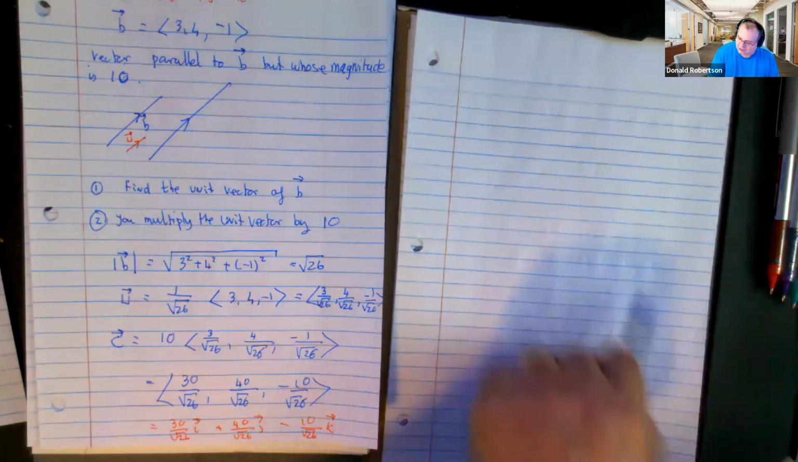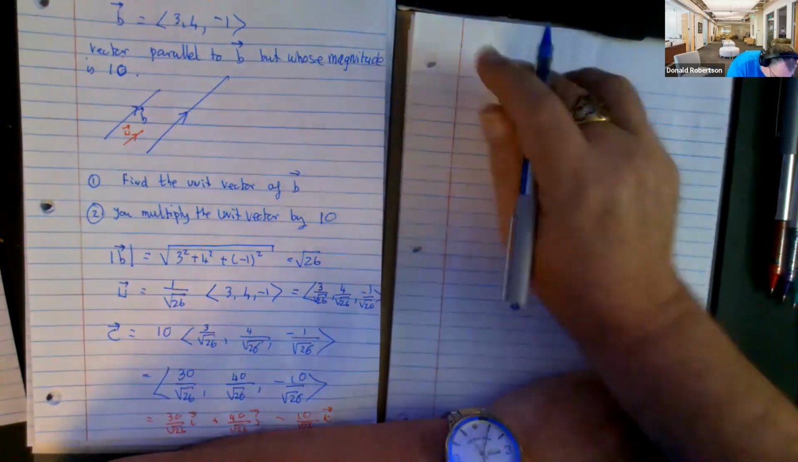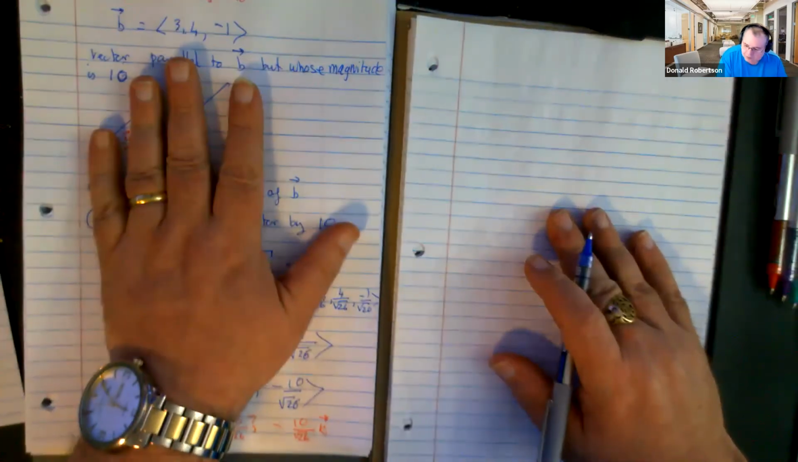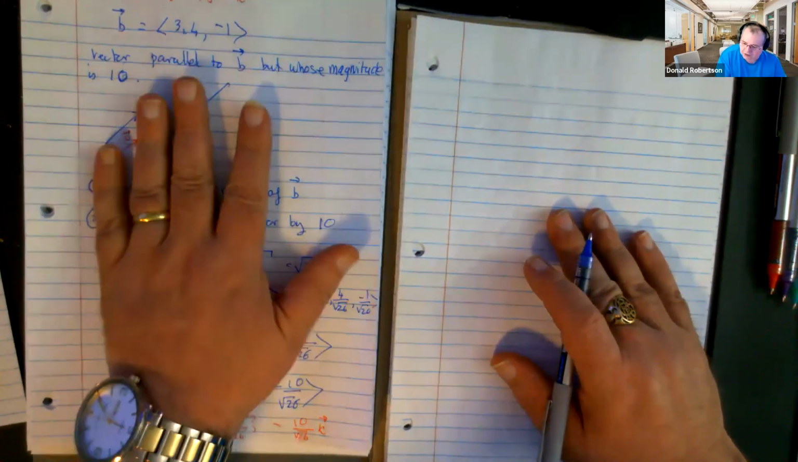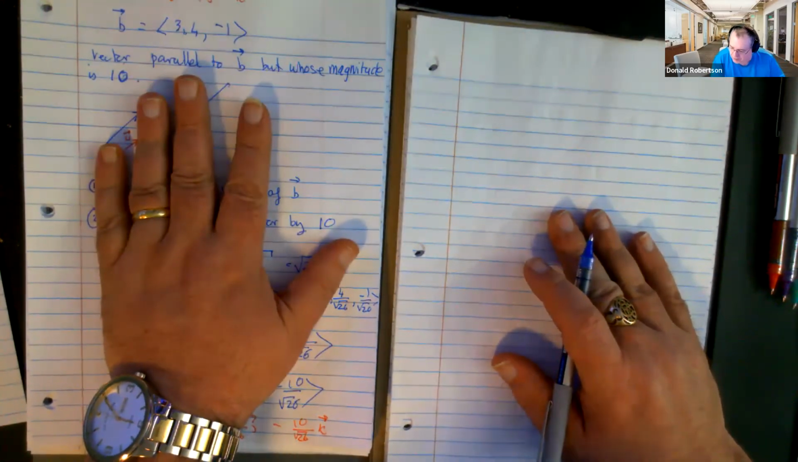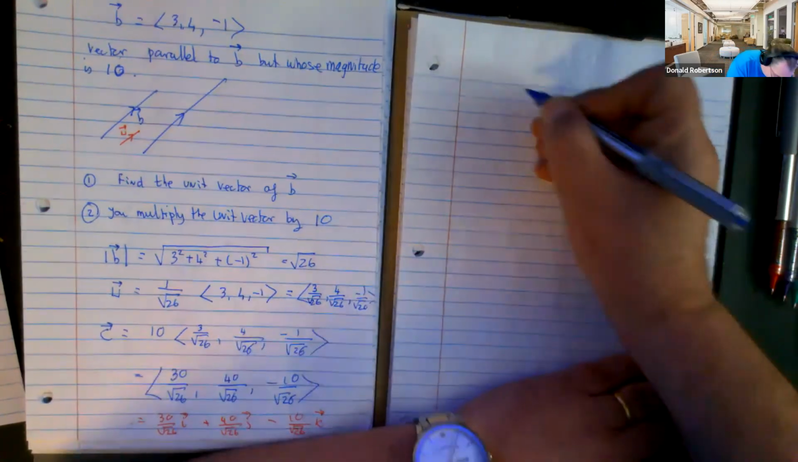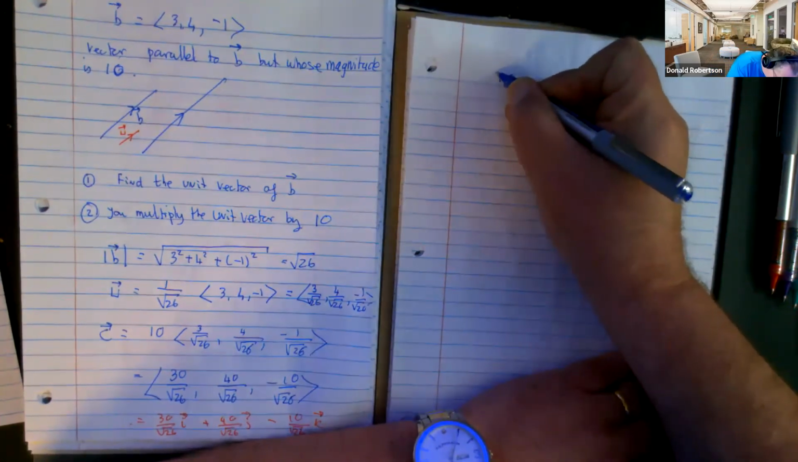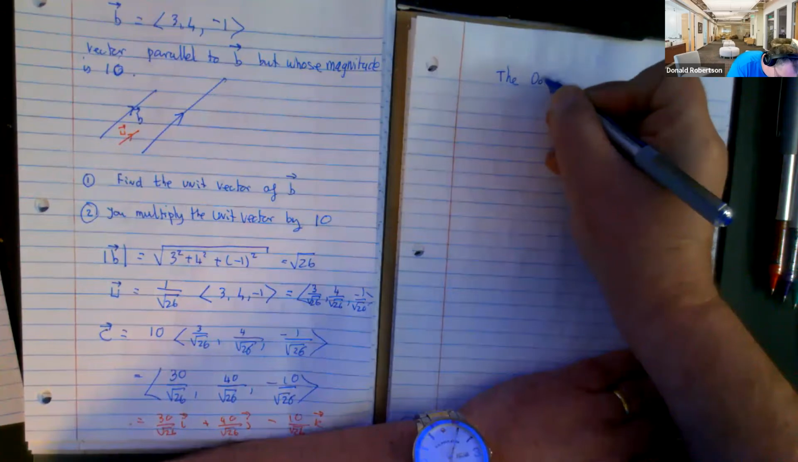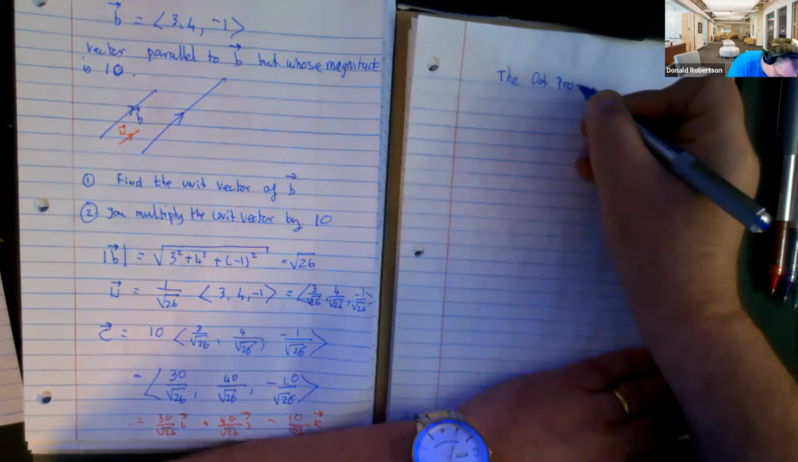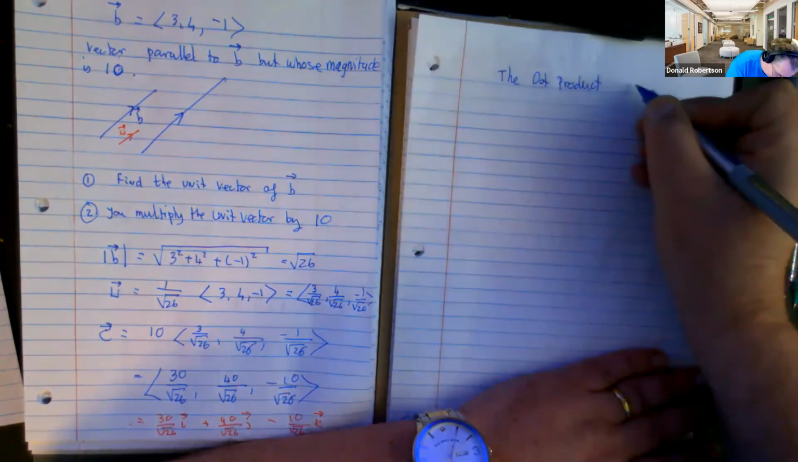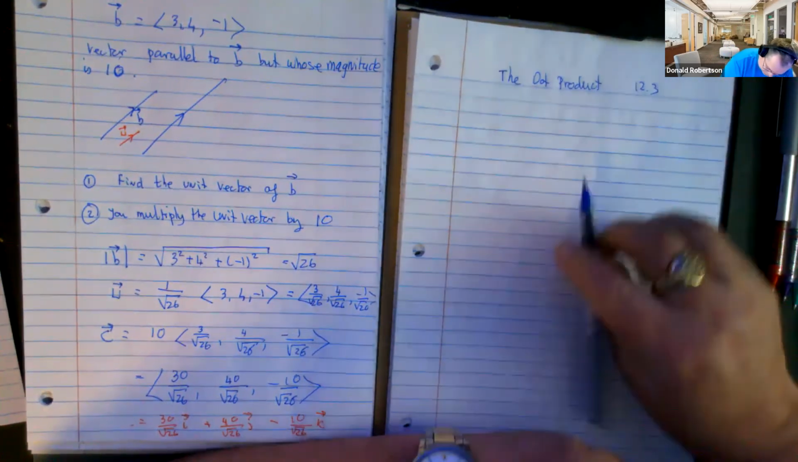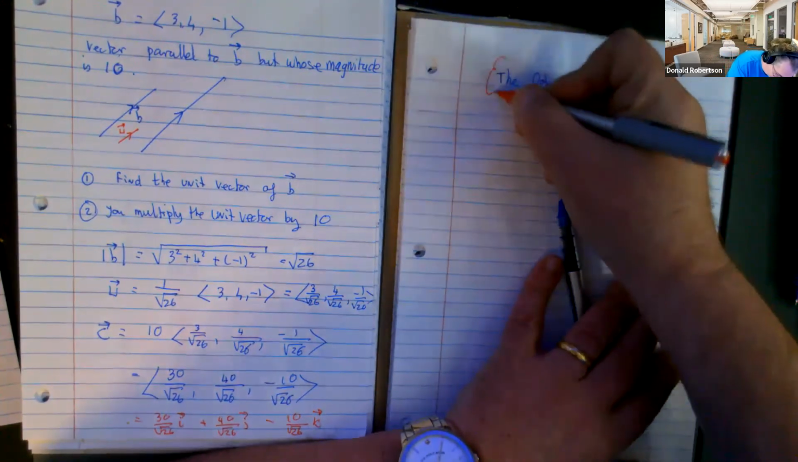So I'll get a head start on the next section. You only need 12.1 and 12.2 for the homework. You only need 12.1 and 12.2 for the test, but here's 12.3. So it's section 12.3, and it's called the dot product.